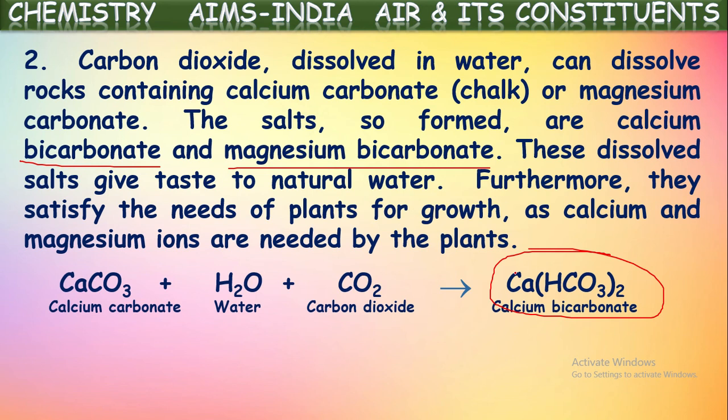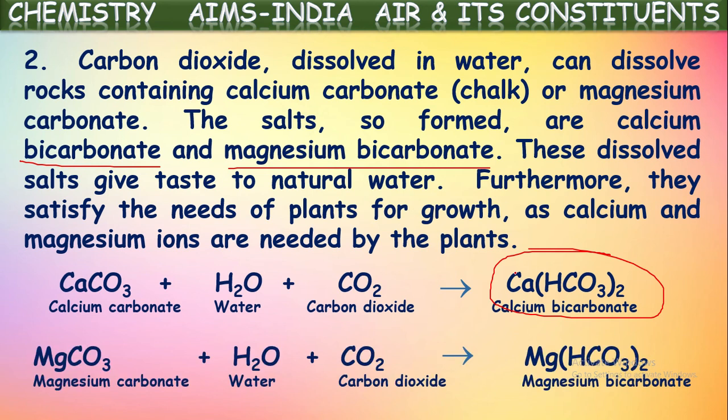This is about calcium carbonate. If you see magnesium carbonate, this also will be shown like this. Metal carbonate reacts with carbon dioxide in the presence of water, forming metal bicarbonate. Magnesium carbonate is converted into magnesium bicarbonate. Calcium carbonate is converted into calcium bicarbonate. These are important for the growth of plants, as well as they give taste to natural water.